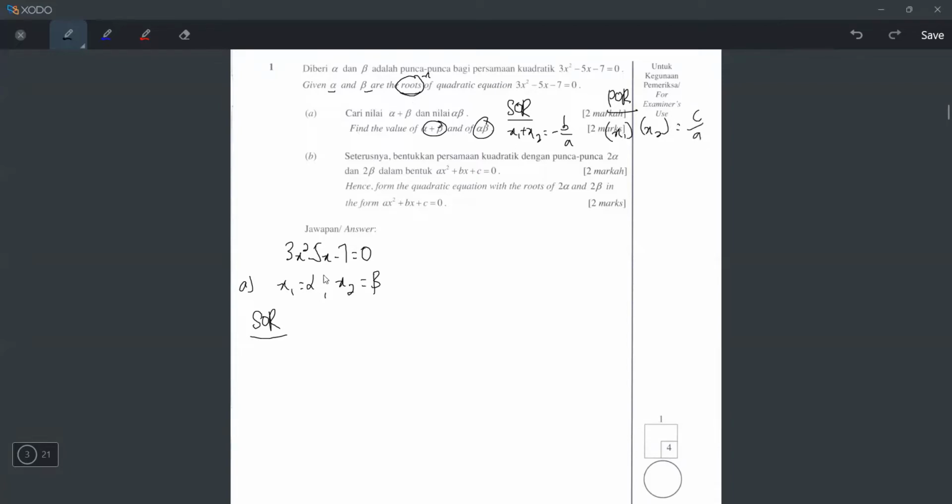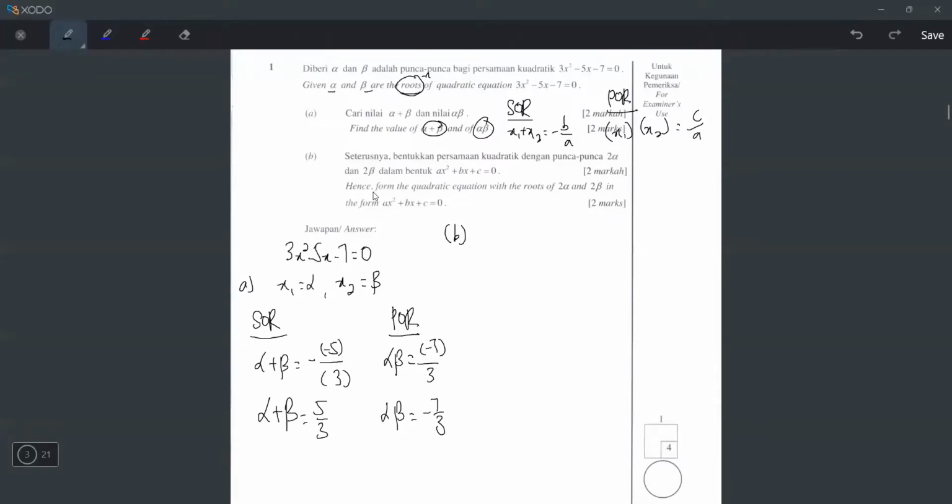Right? So let's just use the formula. x1 plus x2 equals negative b over a, so it will be alpha plus beta equals negative b over a. The b for this equation is negative 5 and the a is 3. So alpha plus beta is positive 5 over 3. That's it. And what about the product of root? The product of root would be x1 times x2 equals c over a, which is alpha times beta equals c over a. The c is negative 7, the a is 3. So alpha times beta is negative 7 over 3. And that's it. That's the answer for A. They never ask for any more, they just ask for alpha plus beta and alpha times beta. So this is the answer. Let's move on to B.